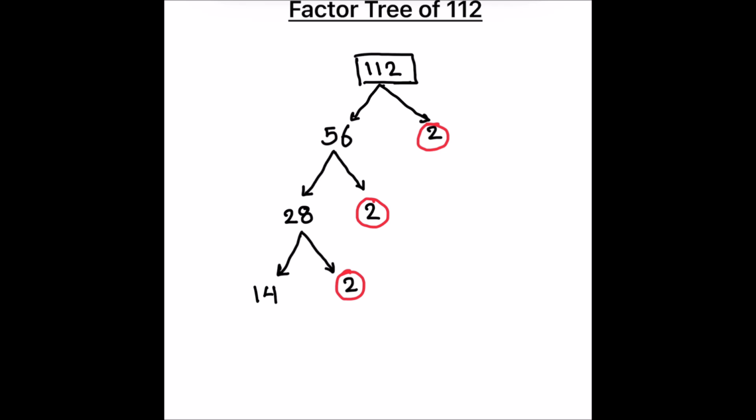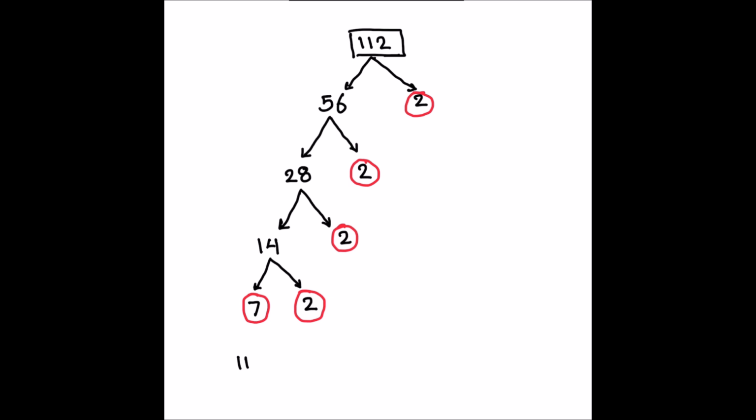Next we'll divide 14 and we'll find its factors. So one of the factors is 2 and the other factor is 7. 2 times 7 is 14. Now here we see that 2 is a prime number, so we are going to circle that. And the other factor which is 7 is also a prime number, so we are going to circle that. And as it is a prime number, we cannot find more factors of 7, so we are going to stop here. All the numbers which are circled will be the prime factors of 112. So we can write 112 as the product of its prime factors as 2 times 2 times 2 times 2 times 7.